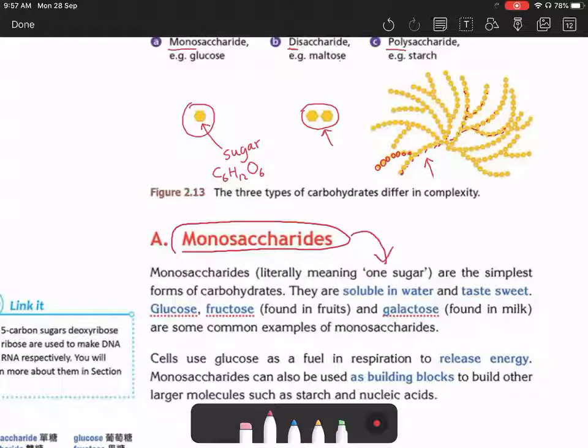Okay, for the monosaccharide, you see, the textbook tells you that there is 1 sugar, being one, just like this one, the smallest. So that's why the book says that it's the simplest, the most simple one. And being a sugar, they are soluble in water and taste sweet. That's why we call them sugar. Okay, if I give you some sugar, you know that it tastes sweet and it is soluble in water.